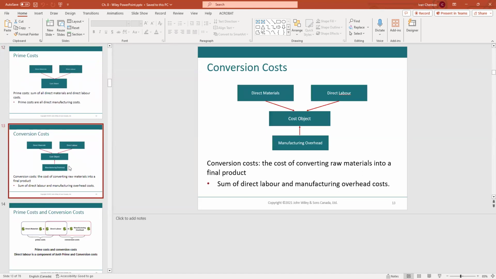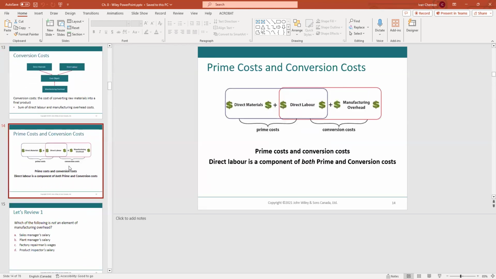Now, once we have the prime cost, we're going to find the next definition, which is conversion cost. Why do we need those conversion costs? We need the conversion cost to convert the raw material into the finished goods. So raw material is our direct material, and we need something to convert that raw material into the product, which will be direct labor and manufacturing overhead. For that reason, remember it: direct material plus direct labor is prime cost, but direct labor plus manufacturing overhead is conversion cost.